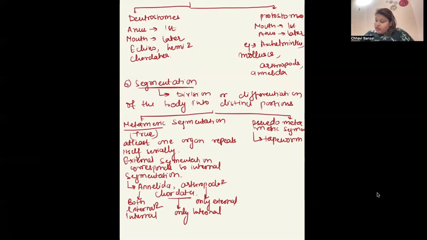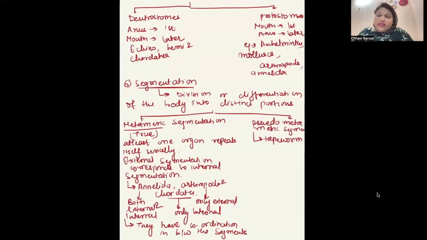In this, they have coordination between the segments. That is metameric segmentation.